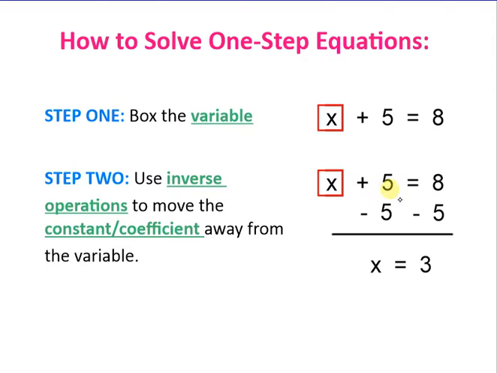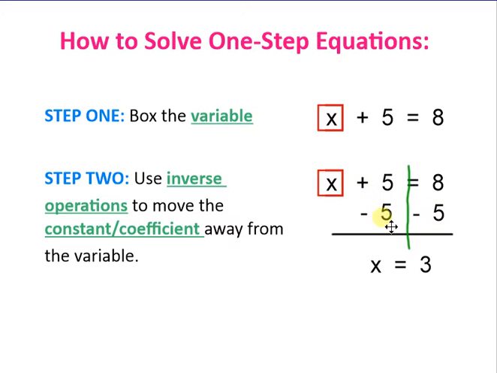Now, this 5 is a plus 5, okay? So what's the opposite of plus 5? Well, minus 5. Now here's my equal sign, so I'm going to draw this line here just for organizational purposes, okay? Remember, whatever you do to one side of the equal sign, you have to do to the other side. So I'm going to do the inverse. Minus 5 here, minus 5 here.